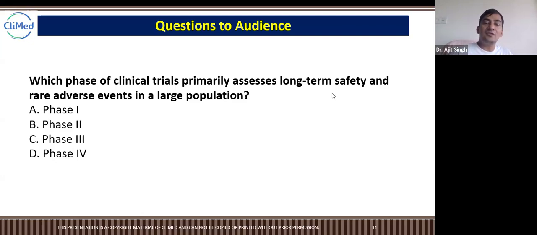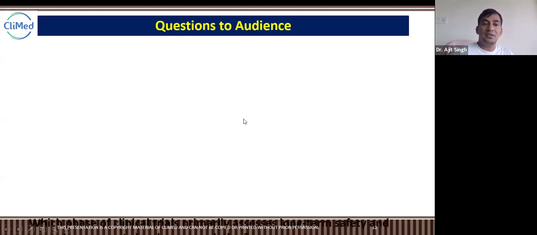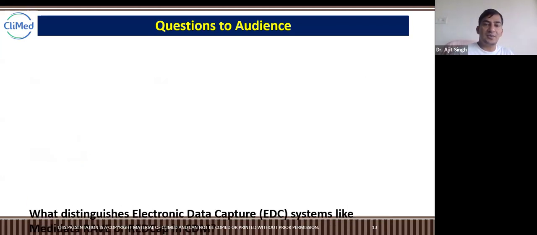That's why there are the 4 phases. I mean, phase 4 clinical trials or post-marketing surveillance actually tells us about the long-term effects of the drugs. Okay, guys. So phase 4 is the correct answer.